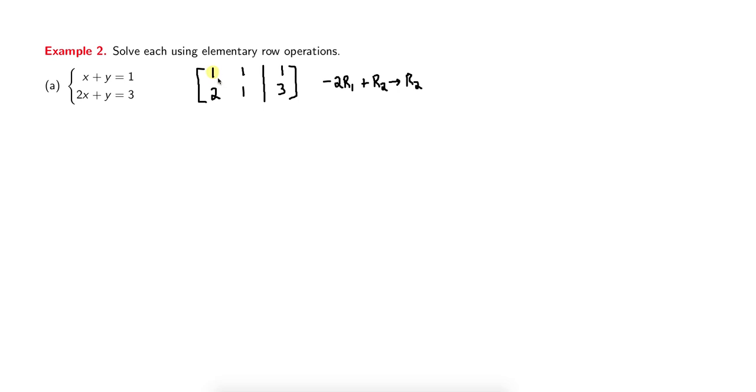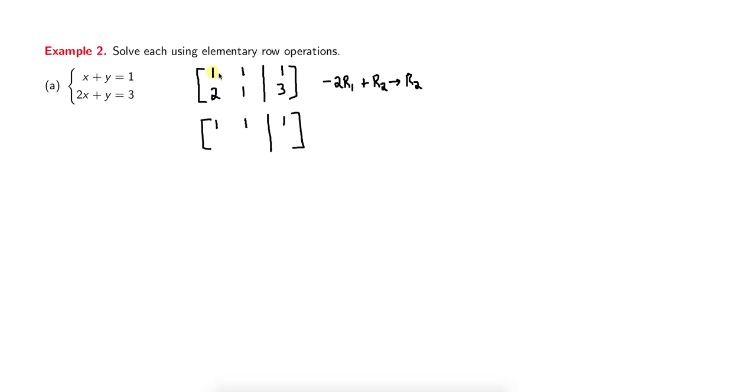So if we take negative 2 times 1 and then add it to 2, negative 2 times 1 is negative 2. Negative 2 plus 2 will give us a 0 here. So let's see what we get when we do that. Our first row, the one with all the ones, isn't going to change at all. So we can just copy that first row. But row number 2 is going to be a new row after we do these operations.